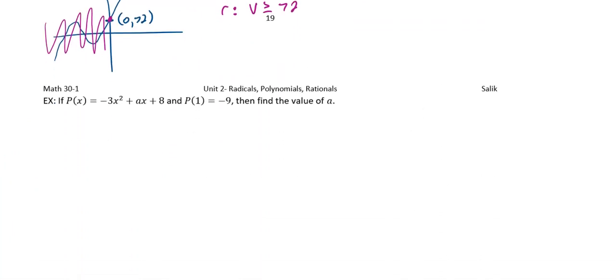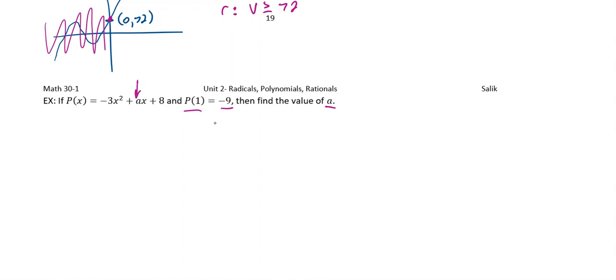So this one says p of x is equal to negative 3x squared plus ax plus 8. And it says determine the value of a. So it wants to know what is the coefficient on this, given that p of 1 is equal to negative 9. Any ideas on this one, how we could solve for this? Plug in x equals 1 and then solve for a. Yep, exactly.